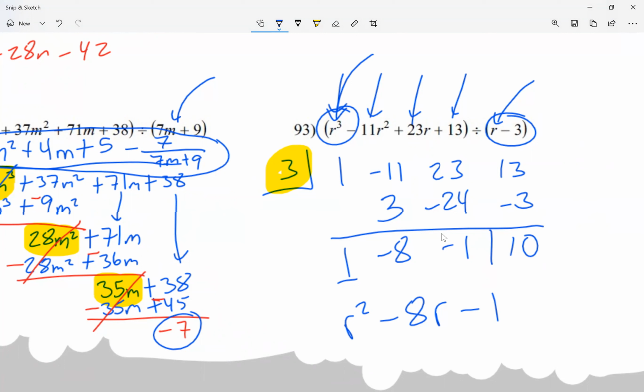My remainder is 10, positive 10. So let me write plus 10. I'm going to write it as a fraction. And under the fraction, I'm going to write r minus 3. You can see where that came from.